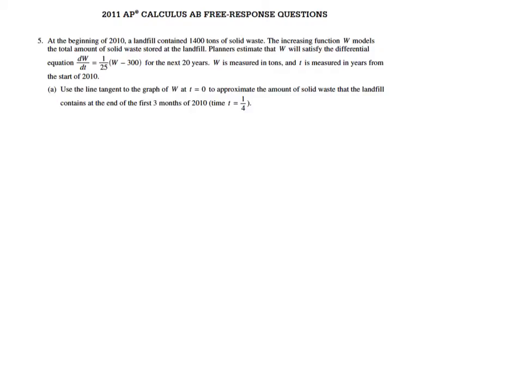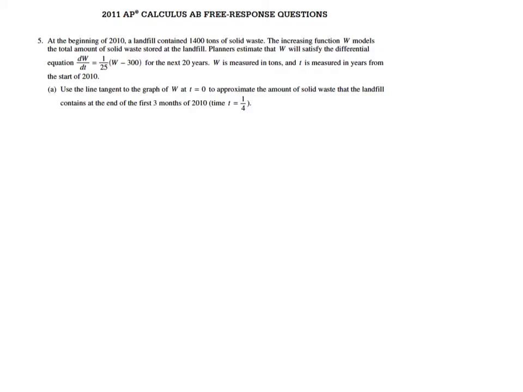So the first thing we really want to notice about this is that the differential equation that they gave us, dW/dt is equal to 1/25 (W minus 300), is in terms of W, not t. Normally they give us a derivative, and if we have dt on the bottom, there should be t's on this side, but there's a W, so we have to make sure we focus on that. It's going to be very important for us.